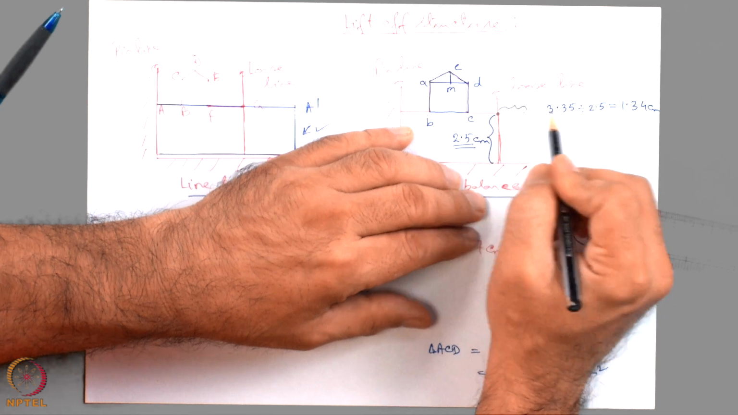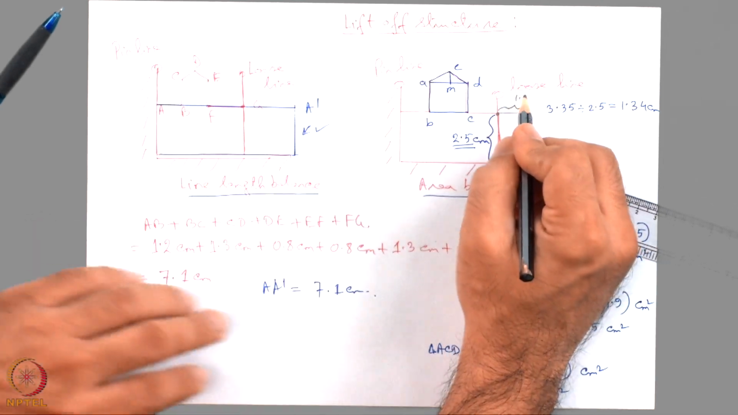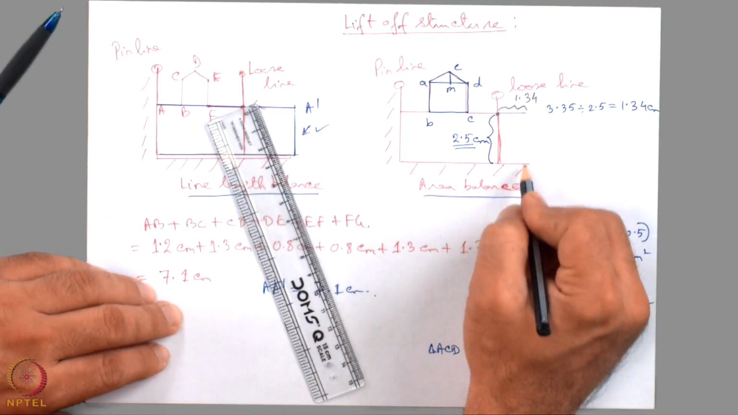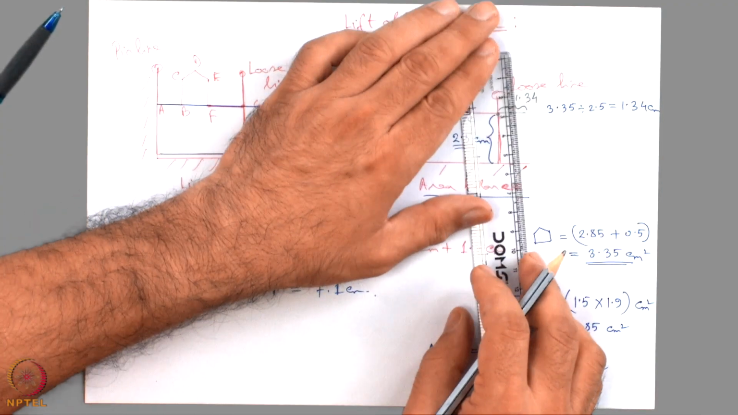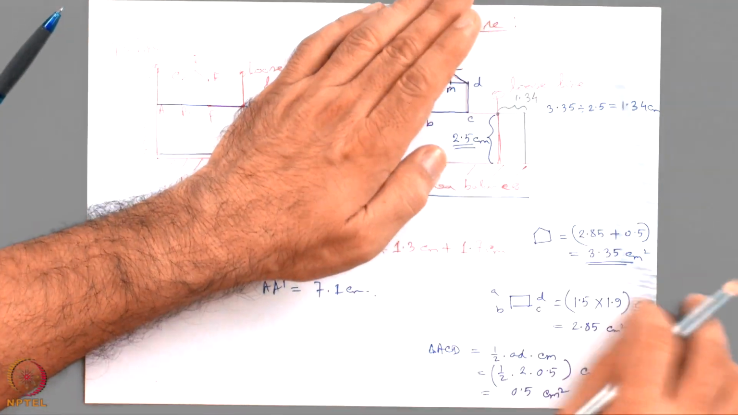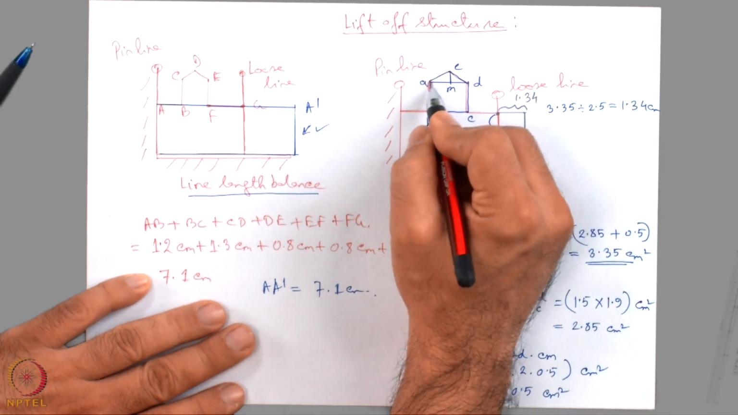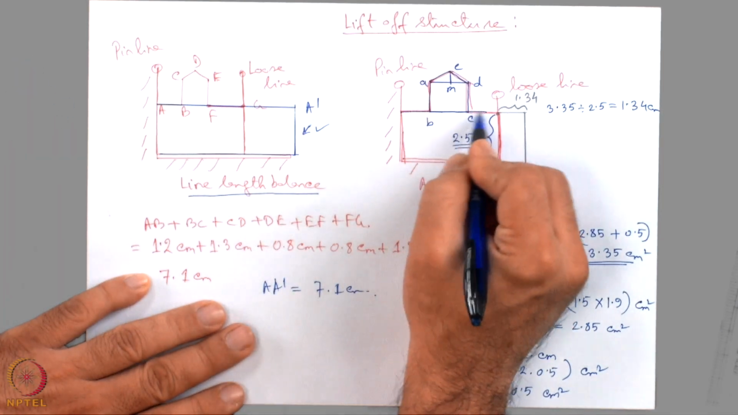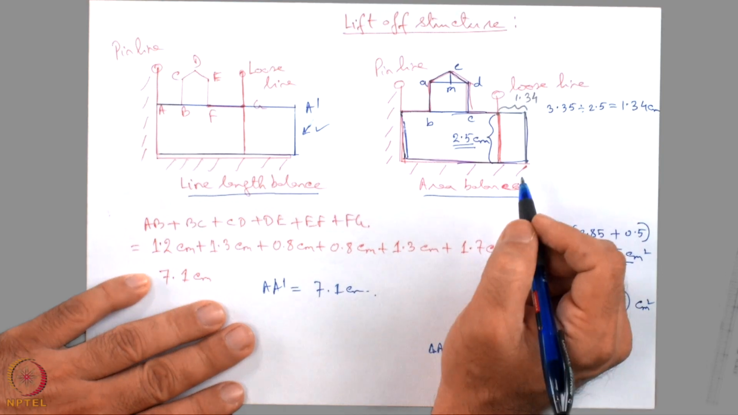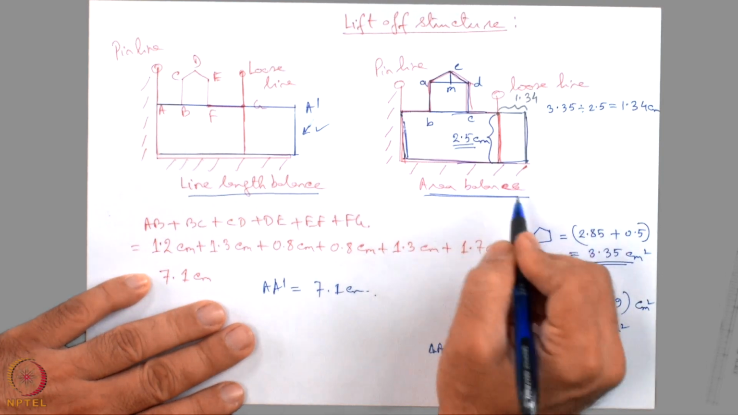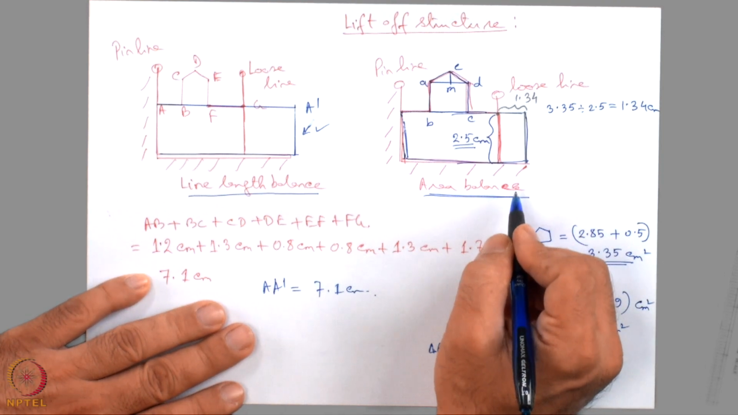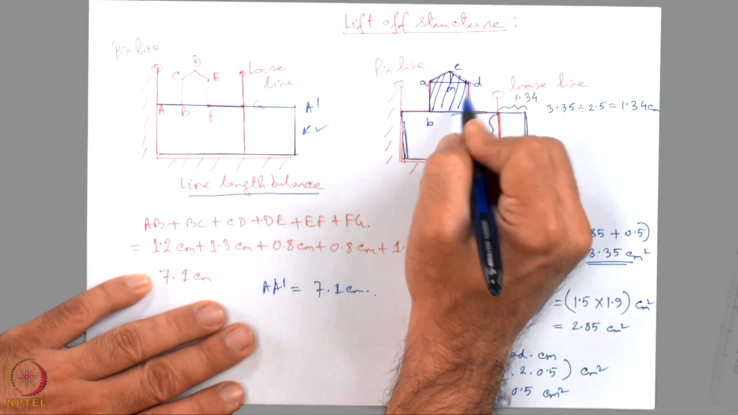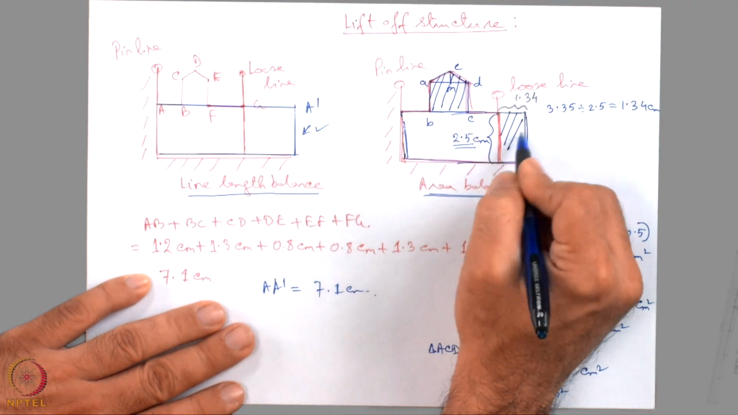This length is equal to 1.34 centimeter. From this point I will drop a normal on the detachment. We say that this deformed layer before deformation was of this geometry. In this process, area balance has been made. Which two areas have been made the same? This area is equal to that area.